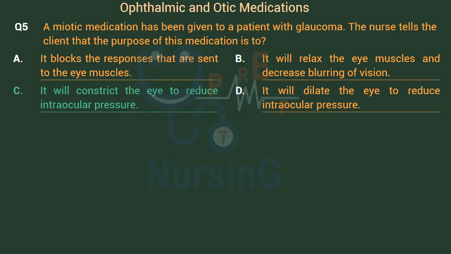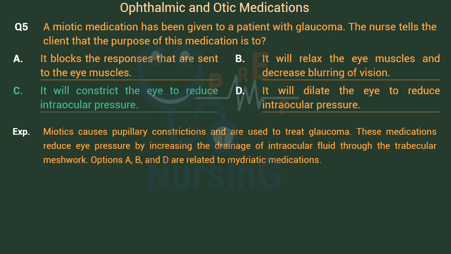It will constrict the eye to reduce intraocular pressure. Miotics cause pupillary constriction and are used to treat glaucoma. These medications reduce eye pressure by increasing the drainage of intraocular fluid through the trabecular meshwork. Options A, B, and D are related to mydriatic medications.